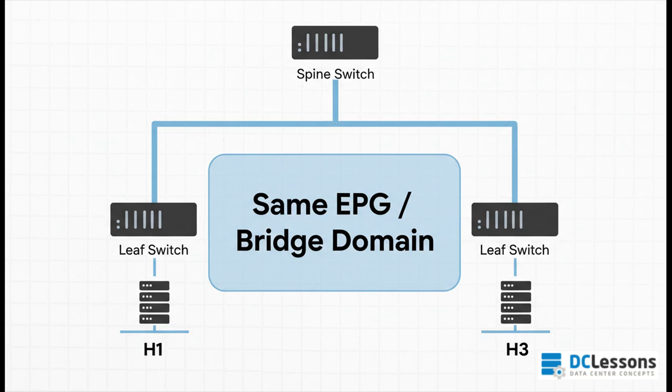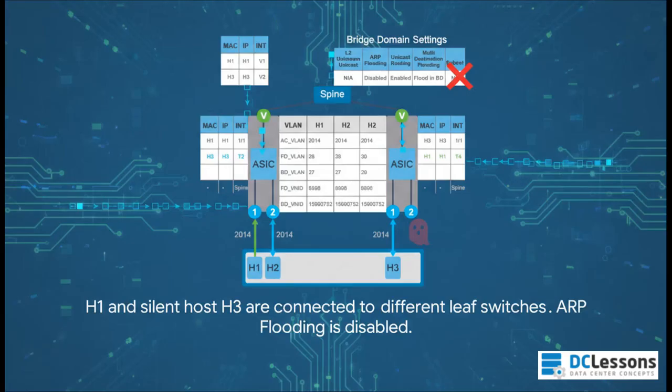H1 needs to talk to H3, but H3 is plugged into a completely different leaf switch somewhere else in the fabric. This picture shows that exact scenario. You've got H1 over on leaf 1, and our silent host H3 is sitting way over on leaf 2. But the important thing is they're still in the same EPG and the same bridge domain. They're just not on the same physical box.